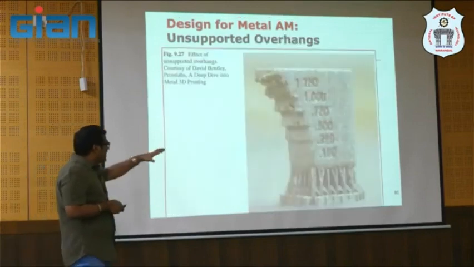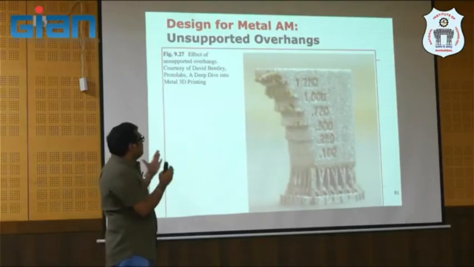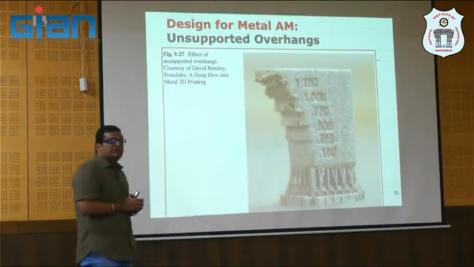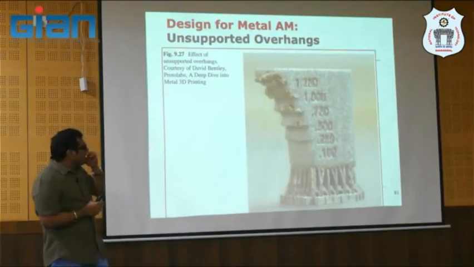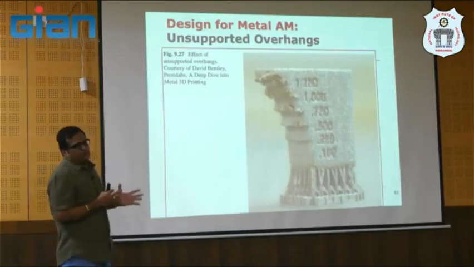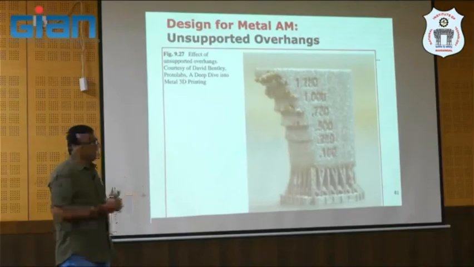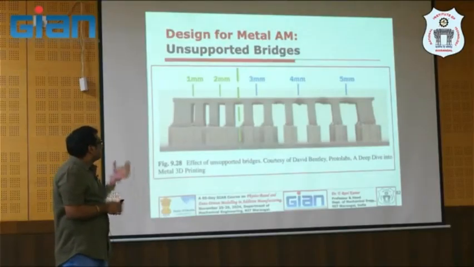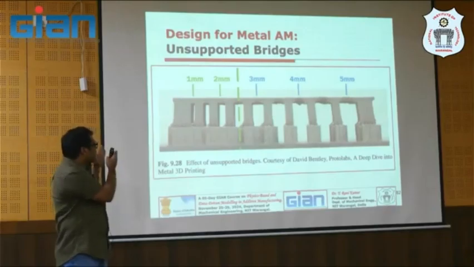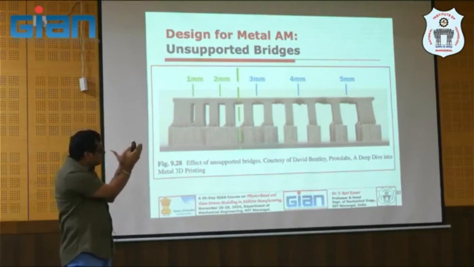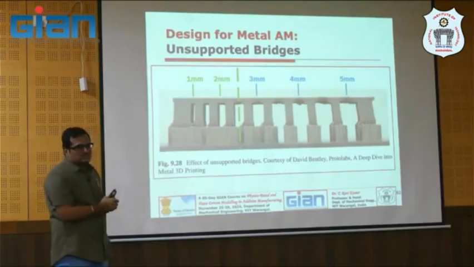And unsupported overhang also, which we need to understand, what could be the typical value that you can produce without support. If you are designing above that threshold value, obviously you may not be able to realize that feature, right? And similarly, here also, you can see 1 mm, 2 mm, yeah, it is coming properly. But if you see above 2 mm, maybe 3 mm, 4 mm, 5 mm, you could not realize these kinds of features.